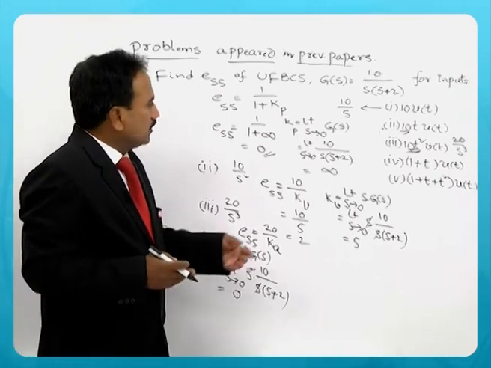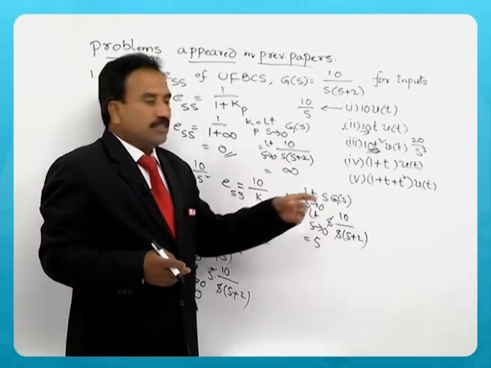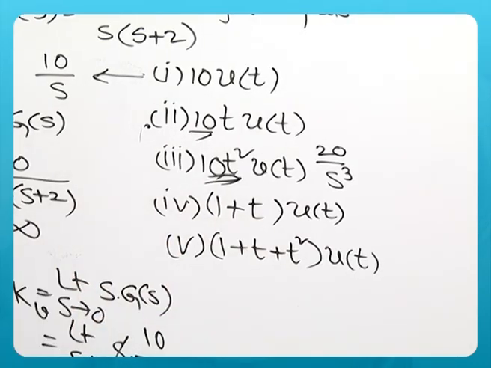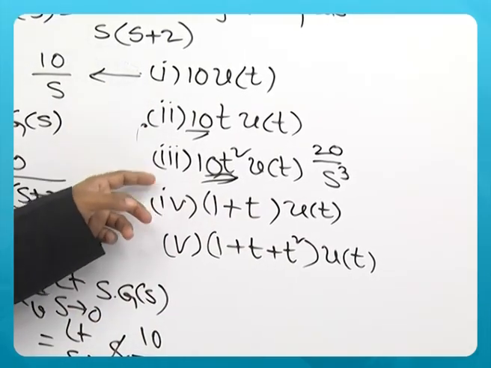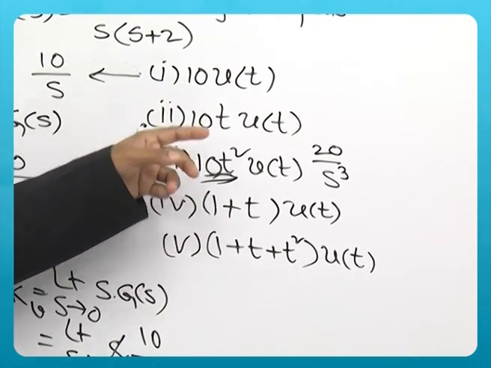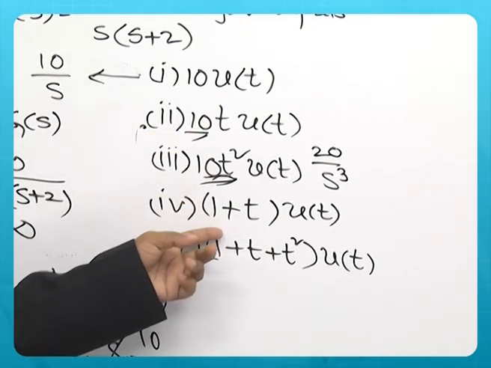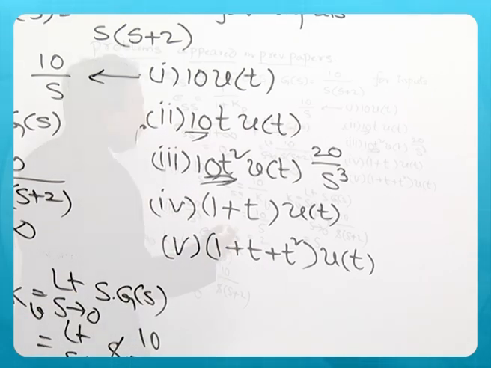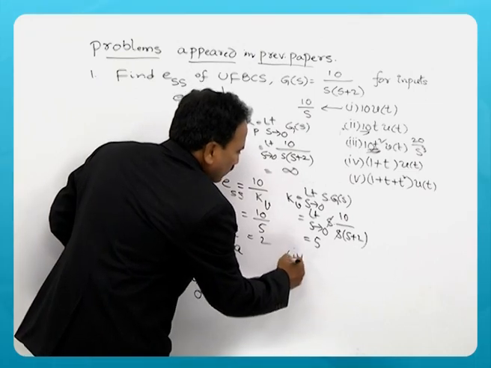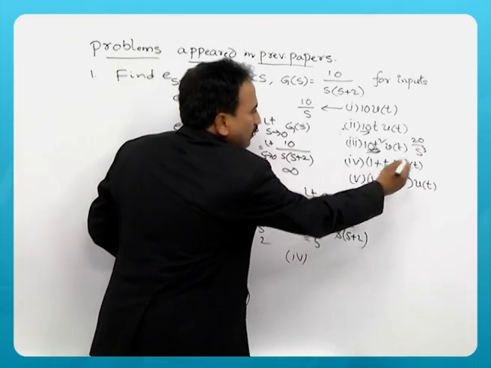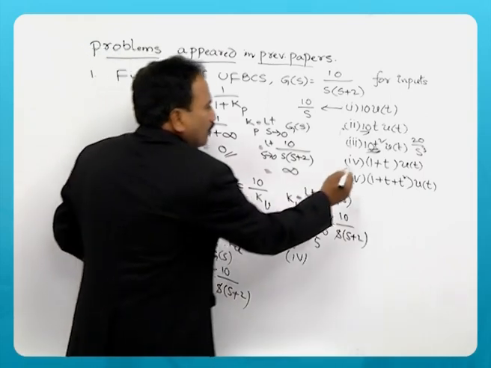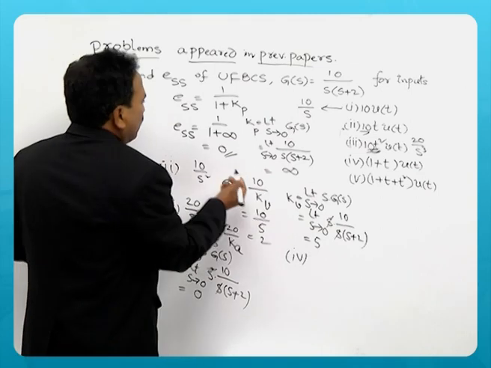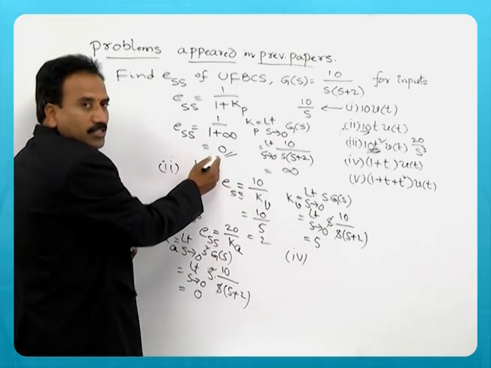Now, you look at the beauty of the fourth and fifth parts, where step and ramp are combined. Previously, in the first three cases, we had individual inputs: step, ramp and parabolic. Now, if step and ramp are combined, what is the steady state error? In case 4, the input is (1 plus t) u(t). The 1 u(t) is a step input, and that step input we have already seen has steady state error 0.